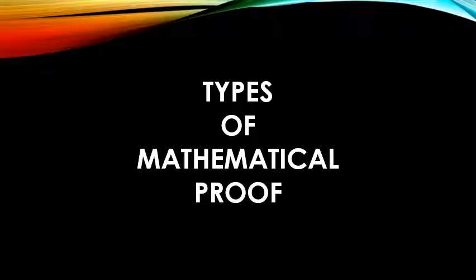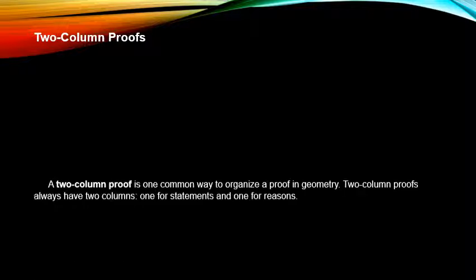We have three types of mathematical proofs. So let's have number one. This is the two-column proof. A two-column proof is one common way to organize a proof in geometry. Two-column proofs always have two columns, one for statements and one for reasons.